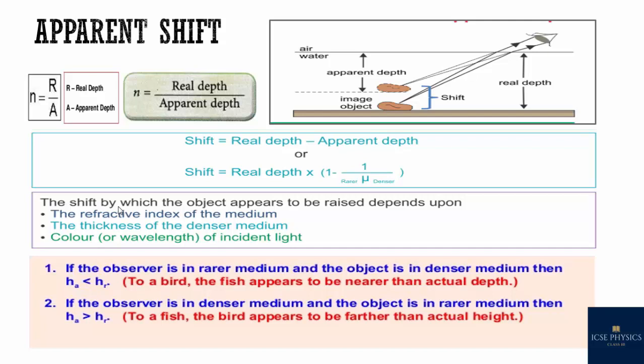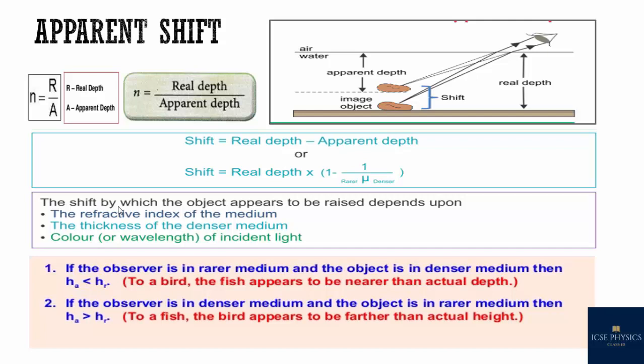Let's see that. The shift increases with the increase in refractive index of a medium and also with the increase in thickness of the denser medium. But the shift decreases with the increase in wavelength of the light used. The shift is more for violet light than for the red light.